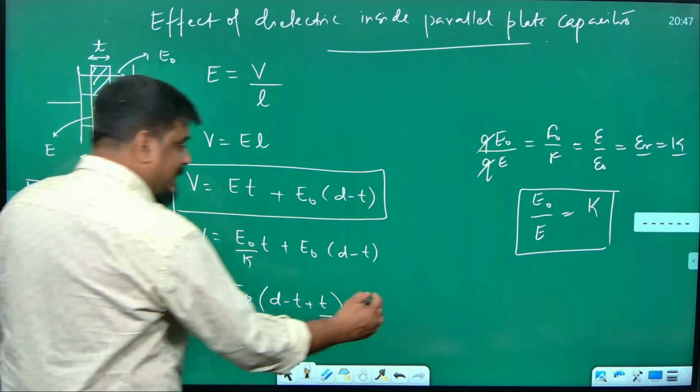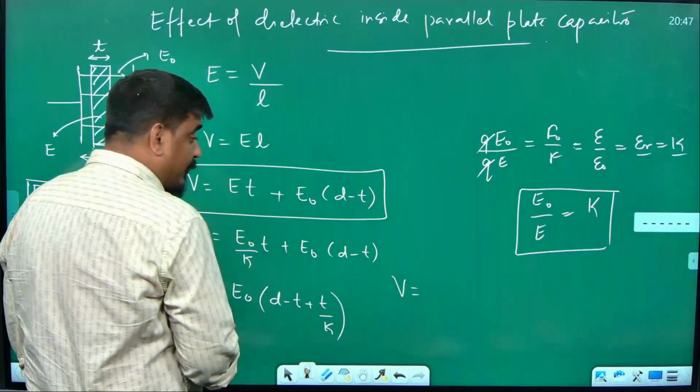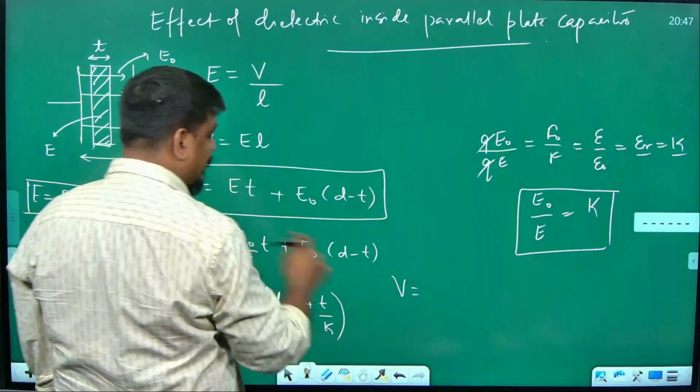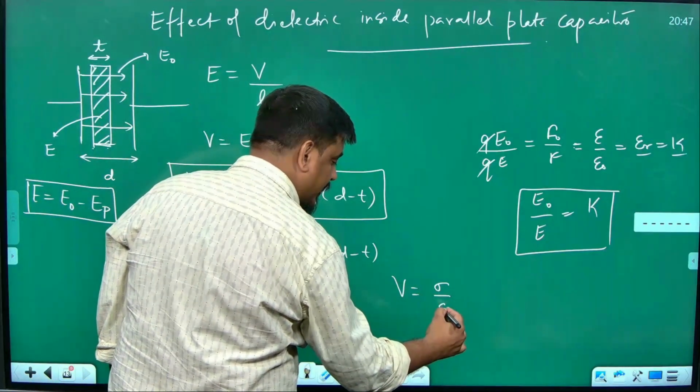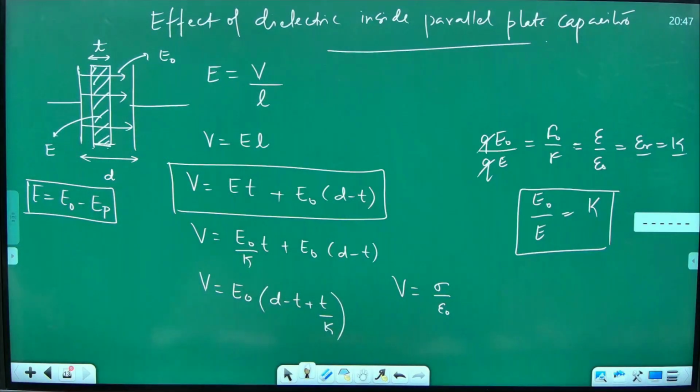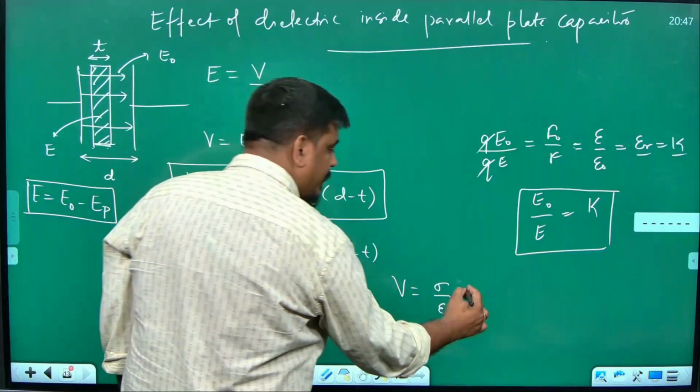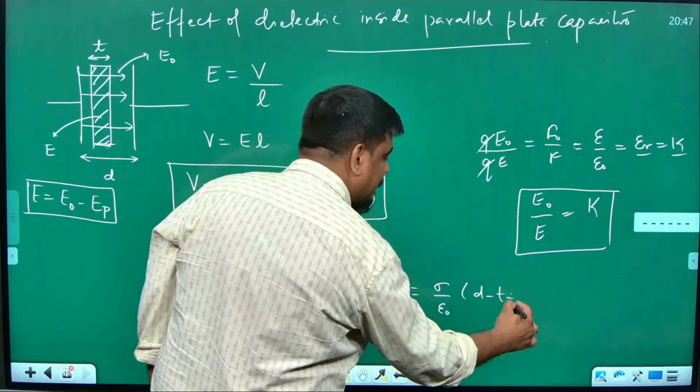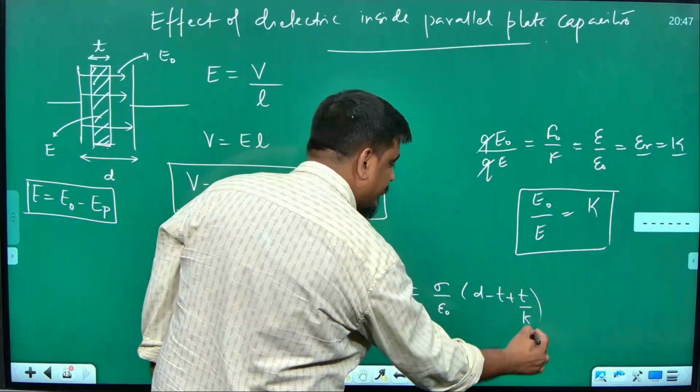I hope everybody is understanding whatever I am doing. I can further write this as V is equal to, what is the electric field due to the charge on the plate? Sigma by epsilon naught. Can I write like this? Electric field E naught is sigma by epsilon naught into D minus T plus T by K. Clear?